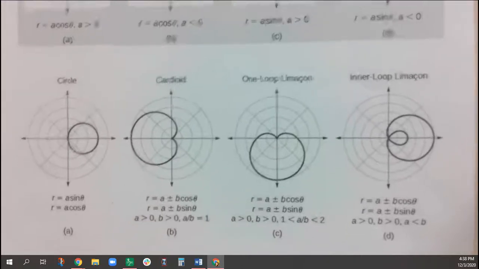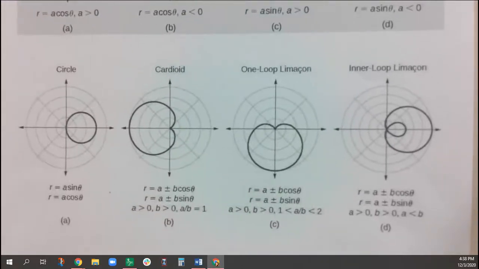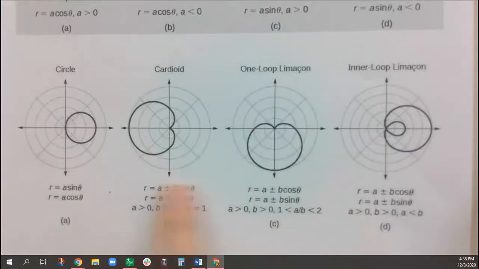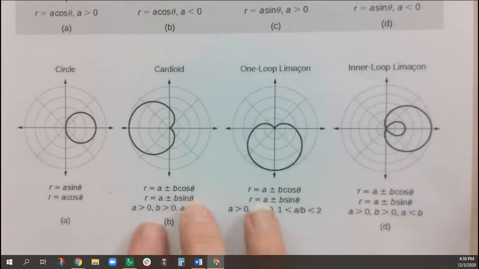These next graphs here, cardioids, limacons, these are the ones that we're going to learn how to graph today, and you can see the equation looks a little bit different. It's not just a constant times the trig function, but we're adding or subtracting a constant here in front. I should have said a coefficient with the trig function, and then we're adding or subtracting a constant in the front.